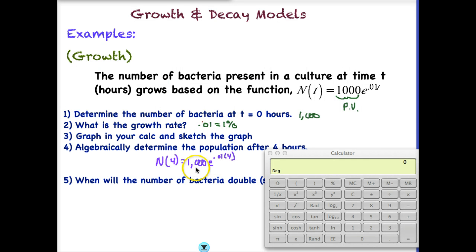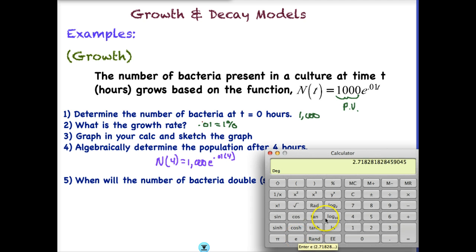Here is our equation. We want to find the number of bacteria after 4 hours. So we've plugged a 4 in for t. Now what we need to do is take e and raise it to the 0.01 times 4 power. Once we do that, we can multiply this by 1,000 to find out our answer. And we get the same answer that we got graphically, so we know we've done it right, 1040.81.